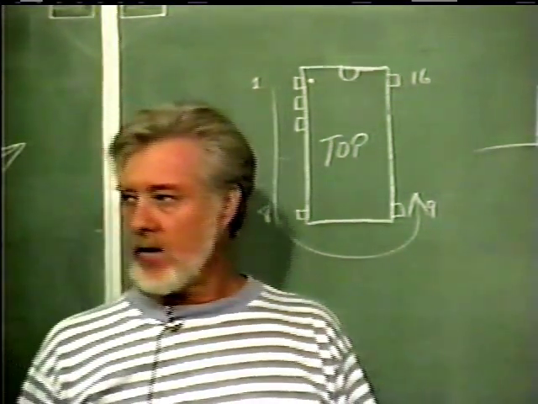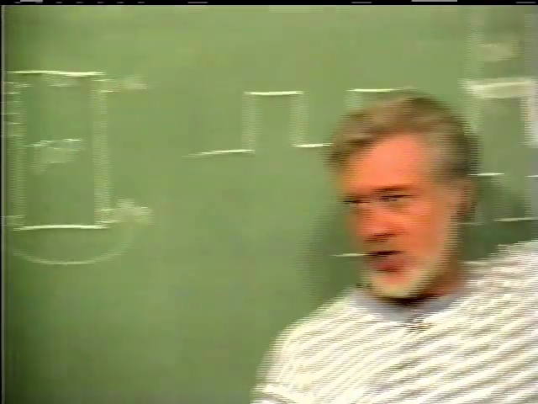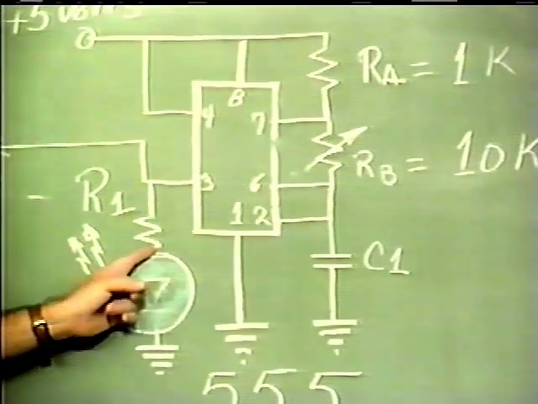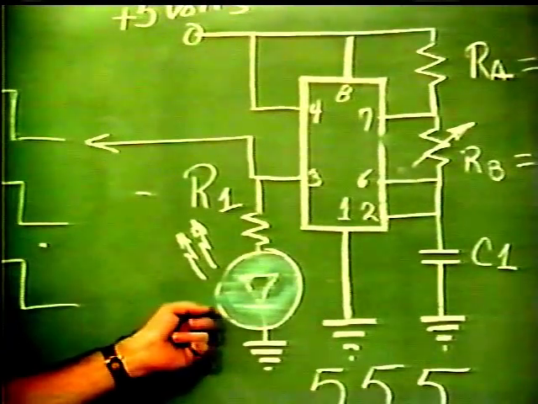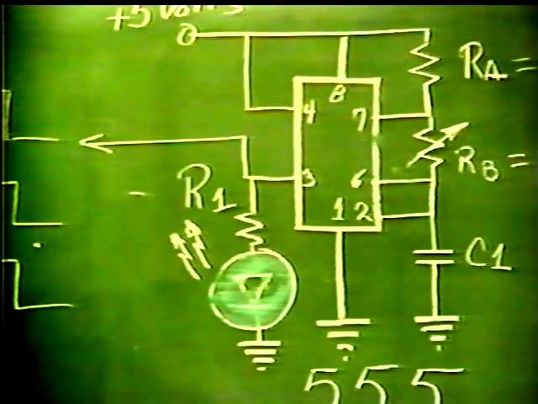Oh, that one's just for biasing this chip, meaning making sure the right voltage is there. There's a resistor here right next to the LED, and that's just to make sure you don't blow the LED out.